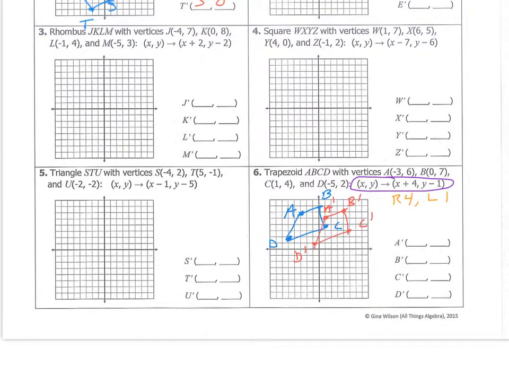So share your findings, including your ordered pairs, with those around you. Share, share, share. I don't hear you talking. Are you not done yet? I'm moving super slow.